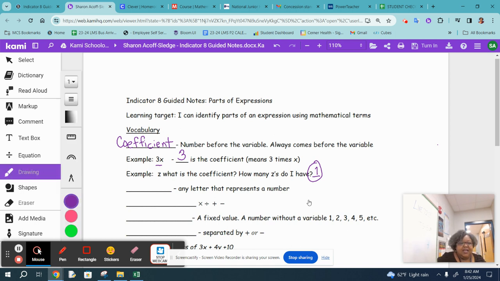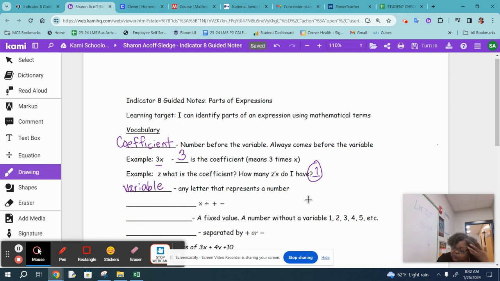Okay, we learned yesterday that any letter that represents a number is called what? Not yesterday, day before. Any letter that represents a number, what do we call that? A variable. Multiplication, division, plus, minus, what do we call those? Starts with an O. Operations.